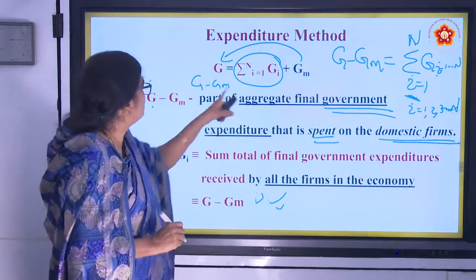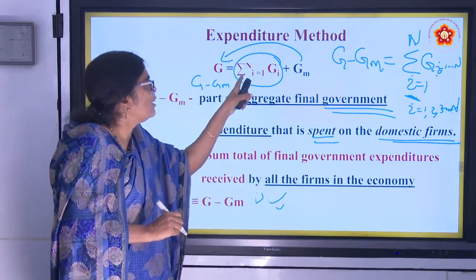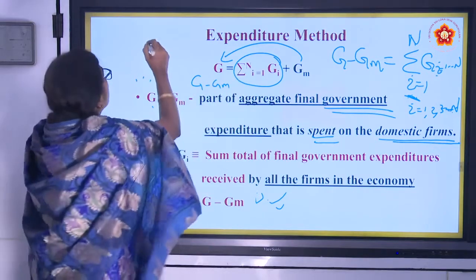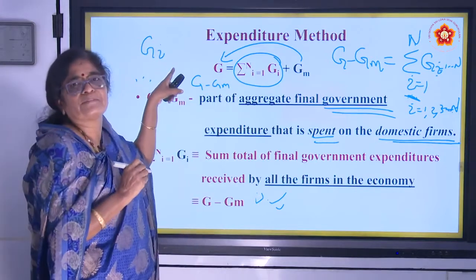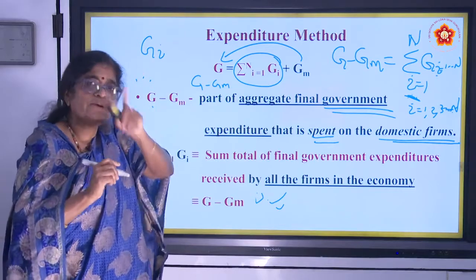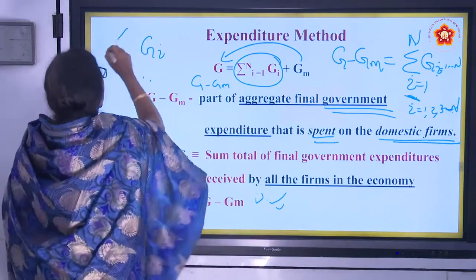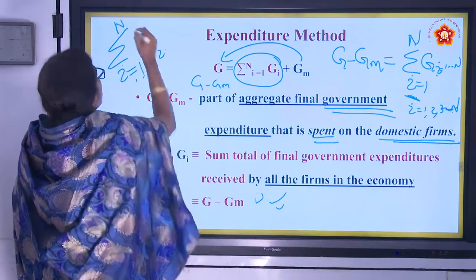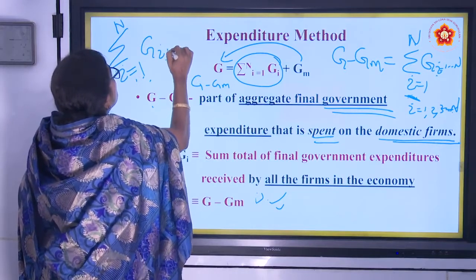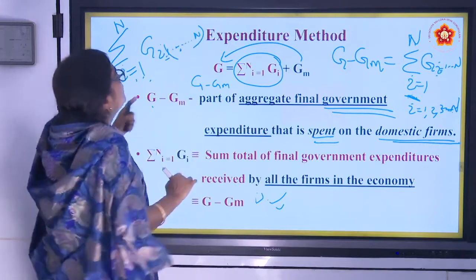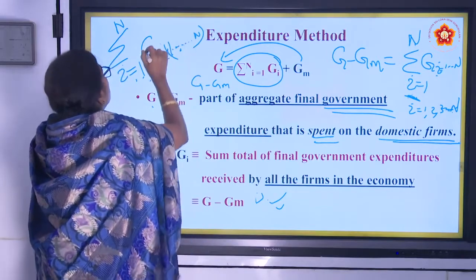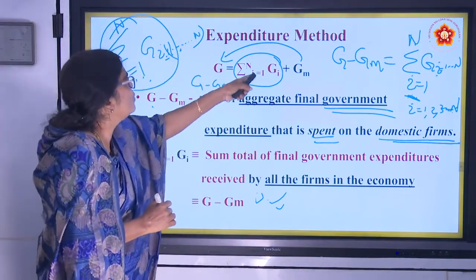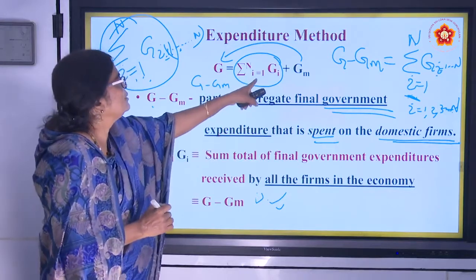Therefore, G minus GM will give us the government expenditure on all the domestic firms. If we have studied only one firm, firm I, we will write only GI. If we are considering all the firms in the economy, that is n firms, then we will write the summing up. For all the firms, you have to sum up, that is the summation sign, up to n firms. That means I will take the values 1 to n firm, and you are adding them up to get the summation value. Therefore, the government expenditure on domestic firms is given by this one.